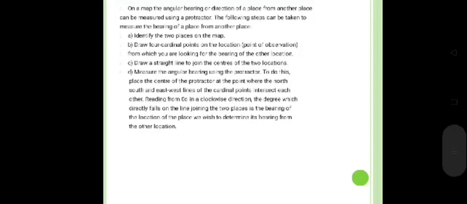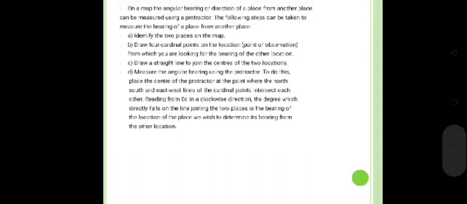So, muna siya mga exam, mga para makakuha ka sa locations. Identify the two places on the map. So, pas ganiya itong A o B mo itong two locations ngayon mo i-sulat. Draw four cardinal points on the location point of observation from which you are looking for the bearings of the other location. So draw pagag four cardinal points. Draw a straight line to join the centres of the two locations. So gama ka to o which is muna tong northeast o sample ato.